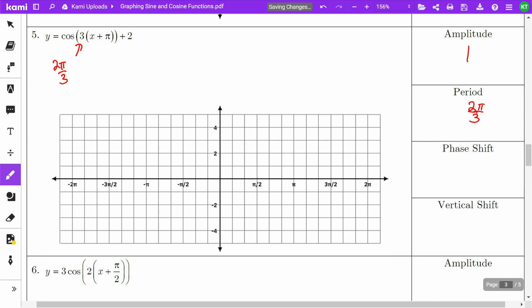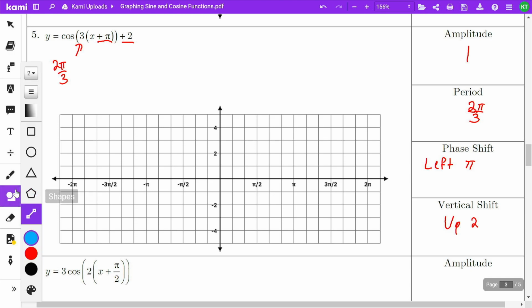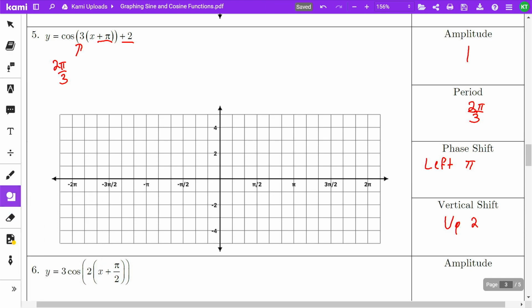My phase shift is this plus pi. So if it's plus pi, that means I'm going to be going to the left pi. And my vertical shift has a plus 2, so I'm going to be going up 2, which means, again, my midline is going to be at plus 2.